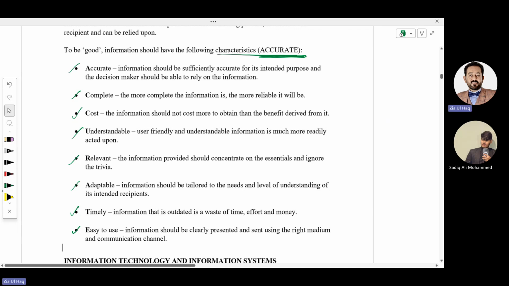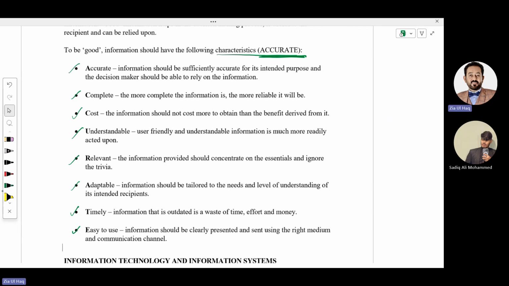Accurate means information must be accurate. There shouldn't be any errors. If a report is produced by one department for top management to make decisions, that report should be correct. There shouldn't be any arithmetic or calculation errors. Otherwise, that information will not be good information.